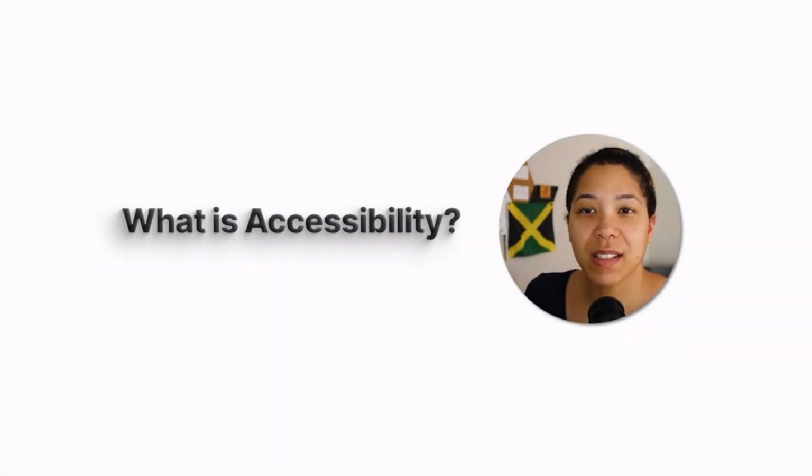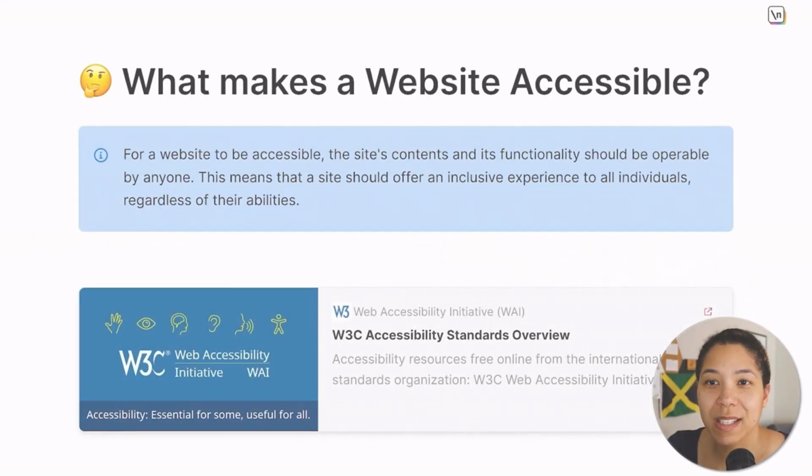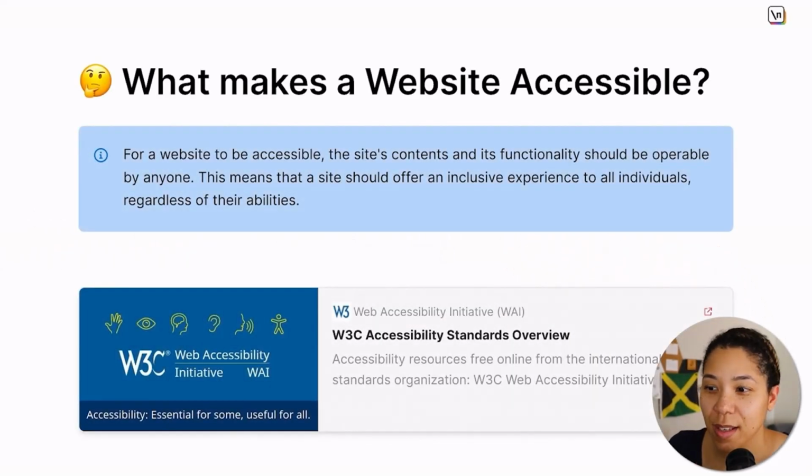Let's start off by asking ourselves a question. What makes a website accessible? For a website to be accessible, the site's contents and its functionality should be operable by anyone. This means that a site should offer an inclusive experience to all individuals, regardless of their abilities.